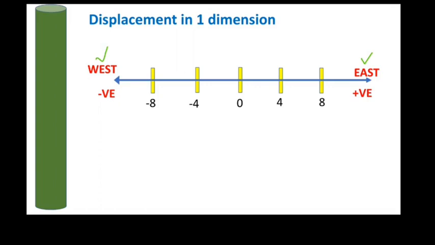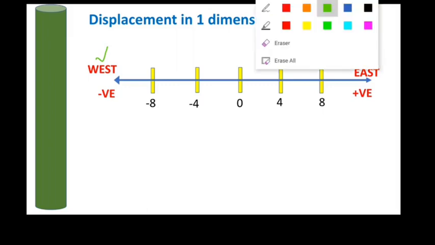Later on, as you go on with vectors and discussing adding vectors, you discover that you can actually make the east negative and you can make the west positive. Sounds a little bit complicated. That's why for introduction, maybe let's just stick to the east is positive and the west is negative. Okay.